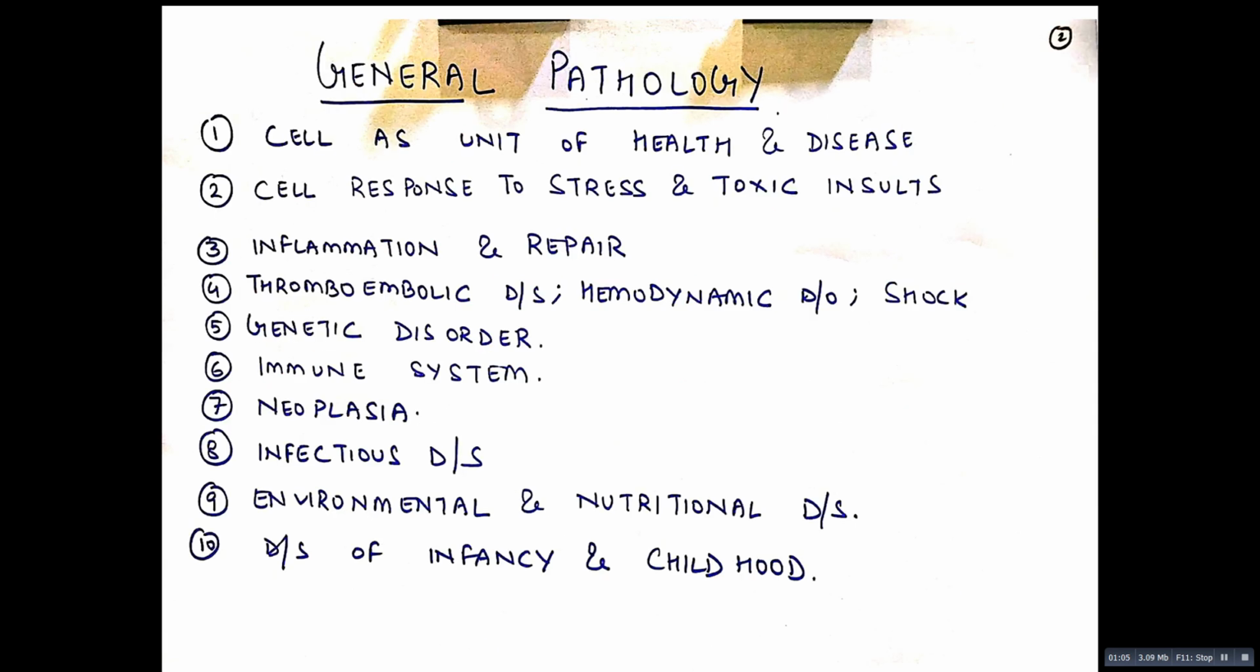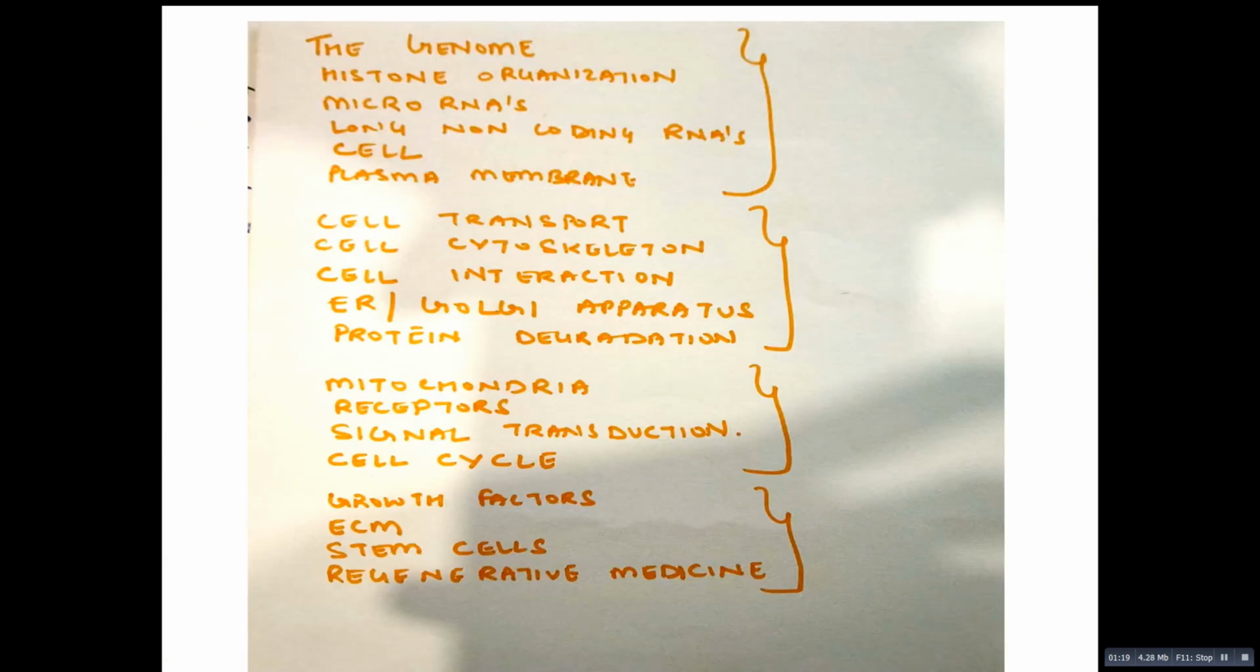So first of all, I would start with a series of chapters from general pathology, starting from cell as a unit of health and disease till diseases of infancy and childhood. Today we start with cell as a unit of health and disease, and I've divided the chapter into four parts. So today I'm going to deal with the first part, the genome, histone organization, microRNAs, long non-coding RNAs, cell, plasma membrane.